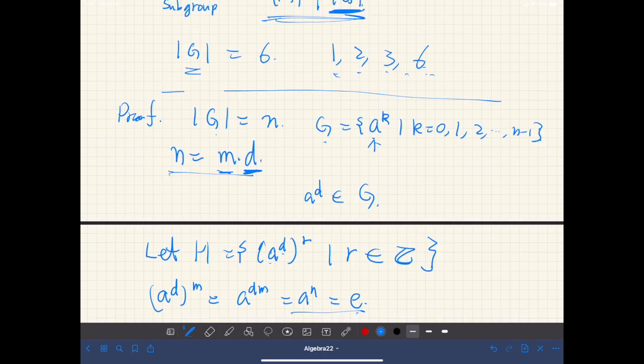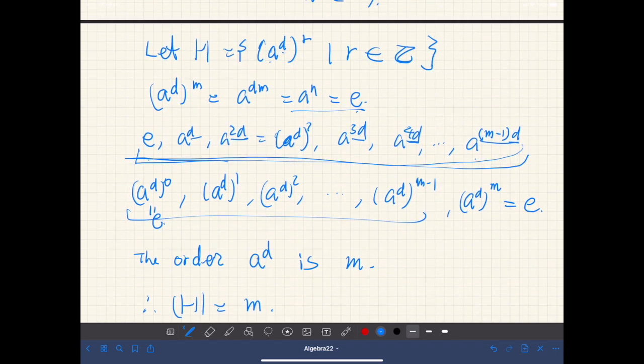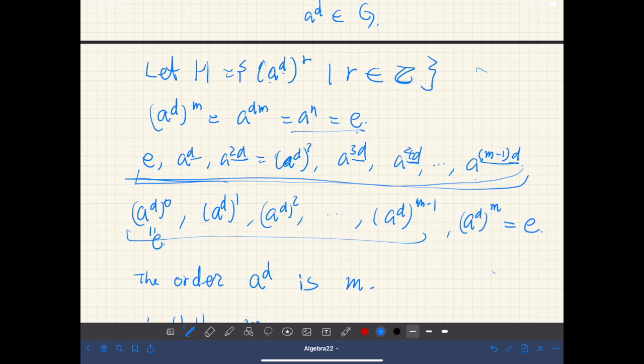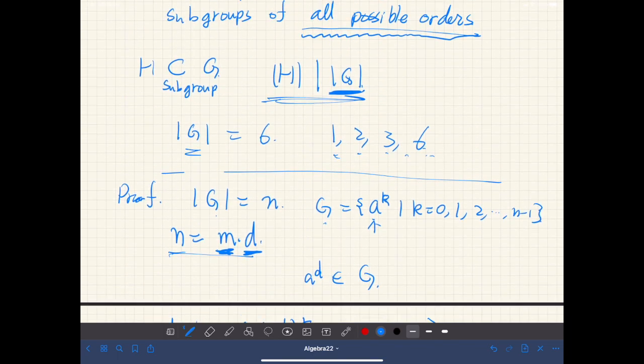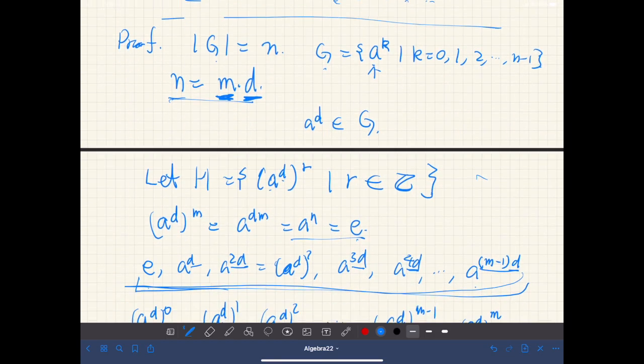So we're assuming m is any divisor of n. So for all divisors of n, we can do this argument. So therefore, there exist subgroups of all possible orders. And we are done.